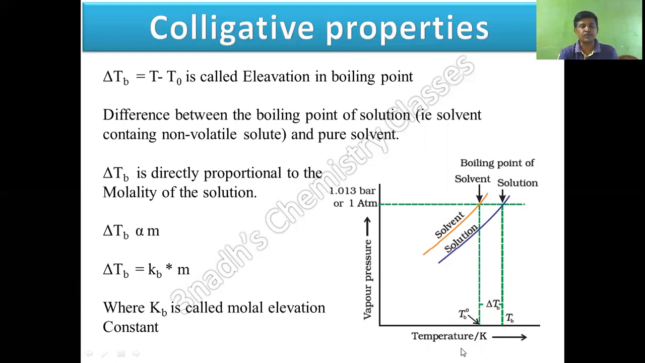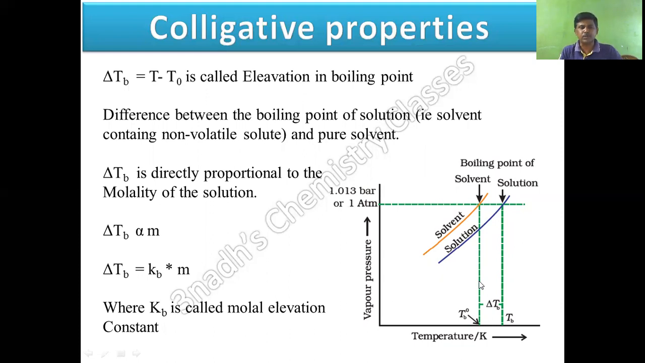Here, from the vapor pressure versus temperature graph of water, the pure solvent is shown with the orange line. Vapor pressure of the solvent increases with increasing temperature, whereas for the solvent containing non-volatile solute, or the solution, this is the vapor pressure curve. So the vapor pressure of the solution is always lower than that of the pure solvent. If we draw a straight line at 1 atmosphere, this point is the boiling point of the pure solvent and this is the boiling point of the solution. The difference between the boiling point of the solution and the boiling point of the solvent is the elevation in boiling point.